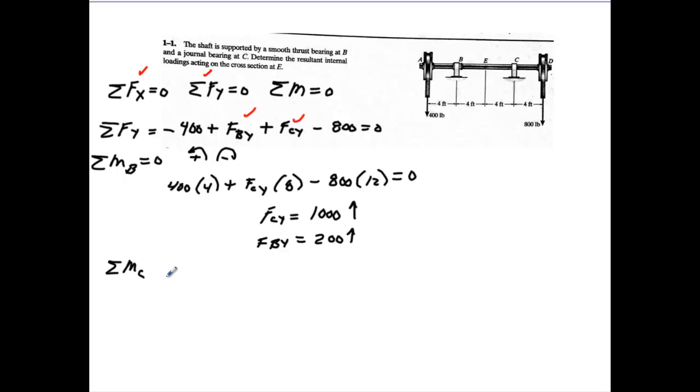So when I take a moment around C, I will get 400 times 12 plus FBY times 8 minus 800 times 4 is equal to 0. So we use calculator. 400 times 12 minus 800 times 4. We divide by 8 and we get 200. So we proved that this is correct.